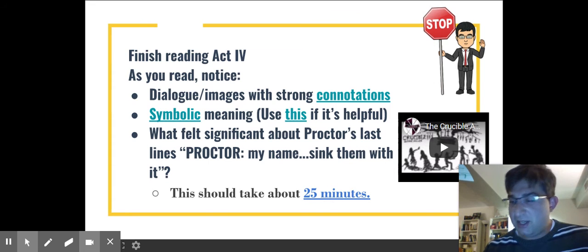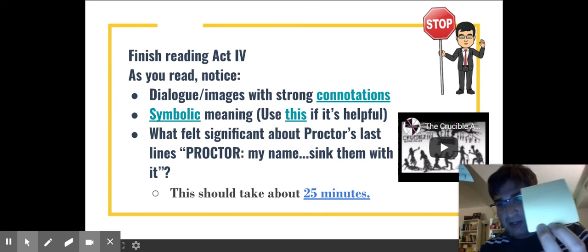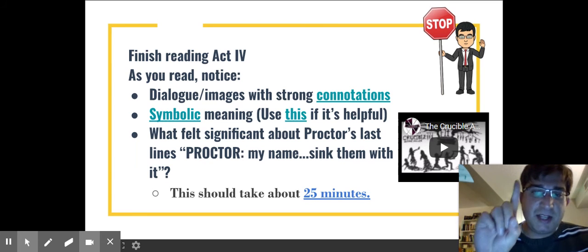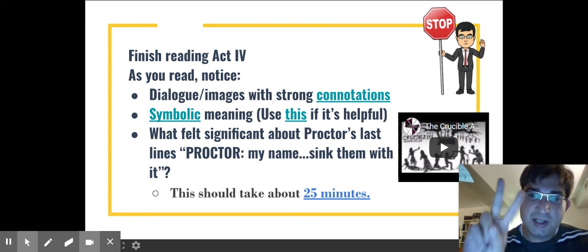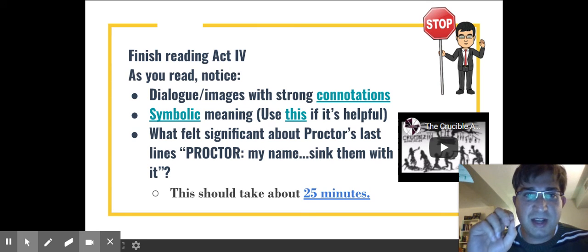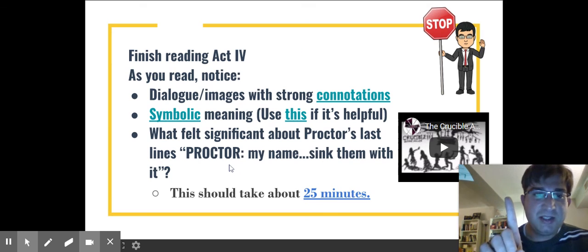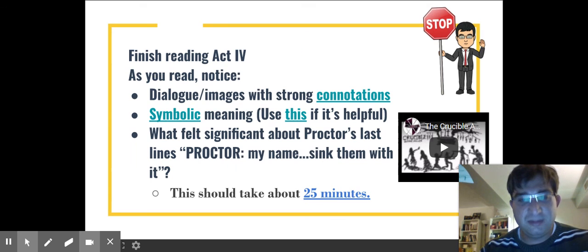Your notes, I like doing them on post-its, should focus on that connotation analysis we did, a symbol analysis, which is pretty much identical to the connotation analysis, except with some kind of symbol you notice, and anything you felt was significant about Proctor's last line. So it could be connotations in that, or it could be symbols you noticed in that. Okay, that should be enough.